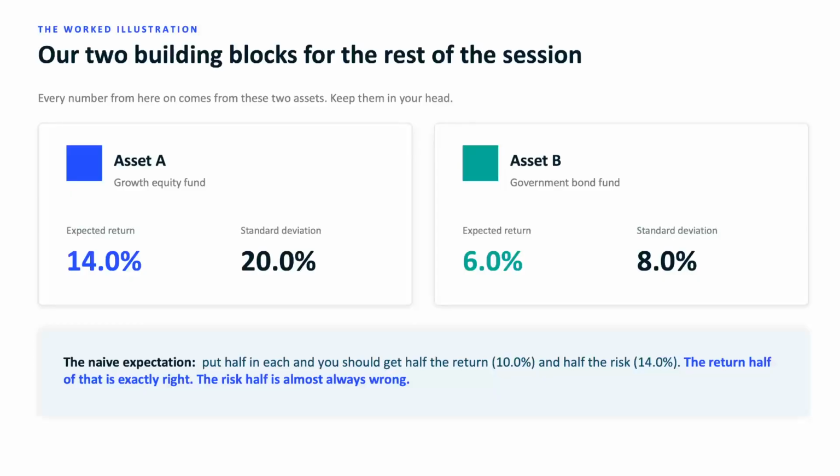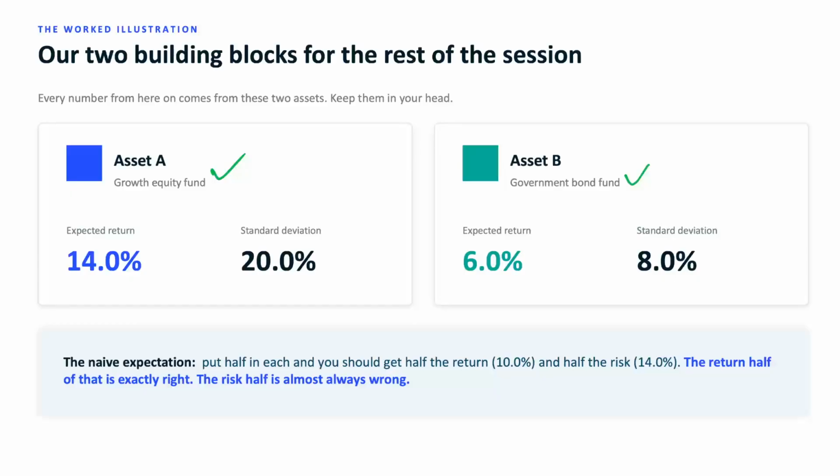Now, I'm going to put in two building blocks. And this is where the fun starts. Let's look at two assets. You have asset A, which is a growth equity fund, and then you have asset B, which is a government bond fund. Asset A is a growth equity fund: expected return 14%, risk 20%, high reward, high volatility. And then asset B is a government bond: expected return 6%, risk 8%, calmer on both counts. So on expected return and standard deviation, a lot calmer.